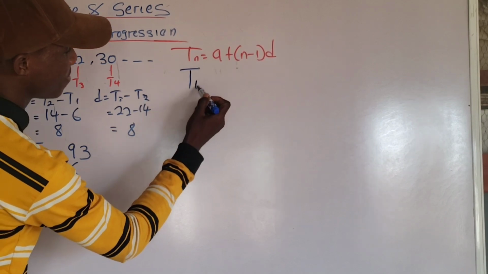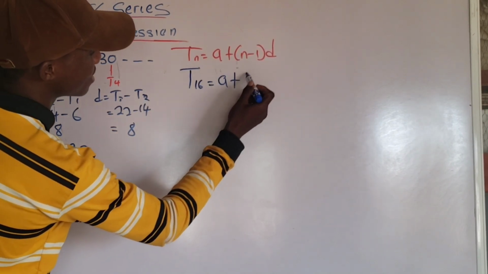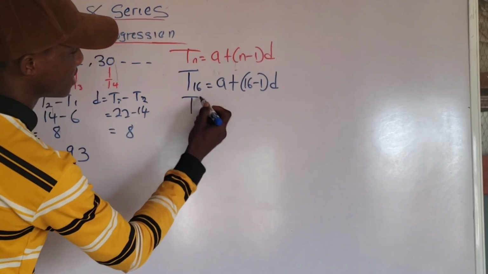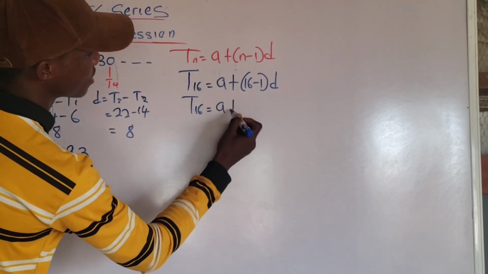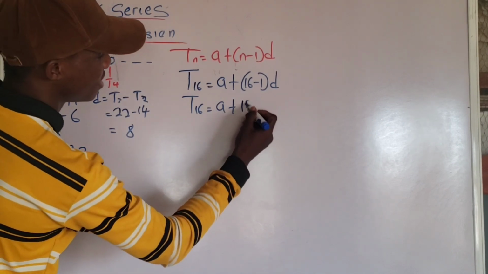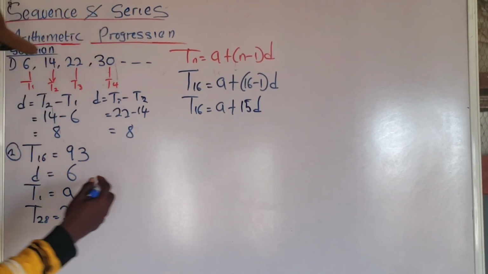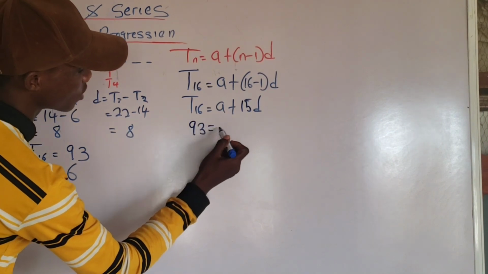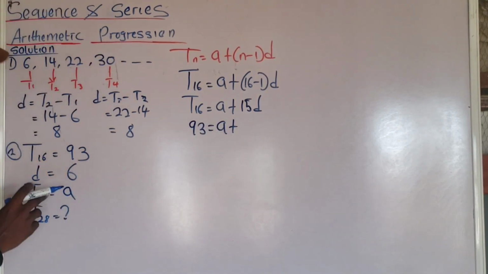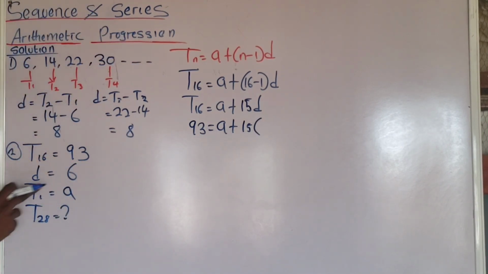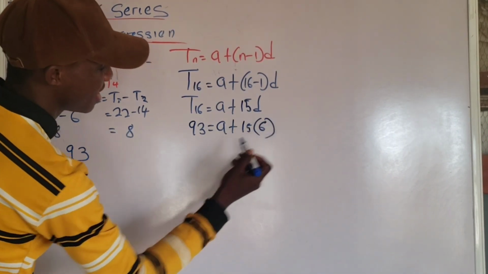The 16th term is equal to a plus 16 minus 1 multiplied by d. 16 minus 1 is 15, so I'm going to have 15d. Now, the 16th term is 93, so I'm going to substitute 93 equals a plus 15 multiplied by d. d is 6, so I'm going to have multiplied by 6 here.